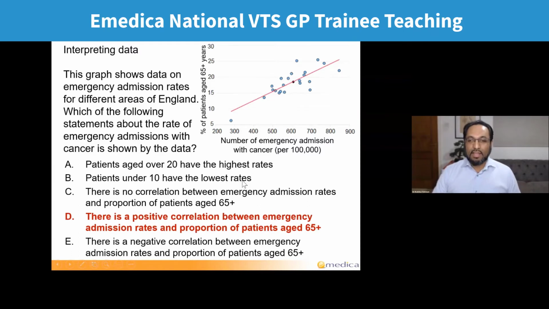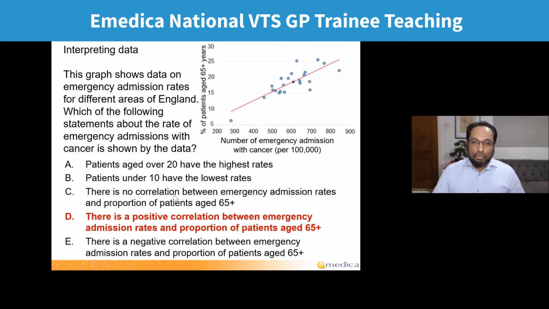Equally, patients under 10 have the lowest rates. That's probably true, but we can't tell that from this data. We have no data about anyone under the age of 65 here. We're just looking at the percentage of patients age 65 plus and how the rate of emergency admission relates to that. So that's the first thing, reading carefully and interpreting the right data. So that's why A and B are incorrect.